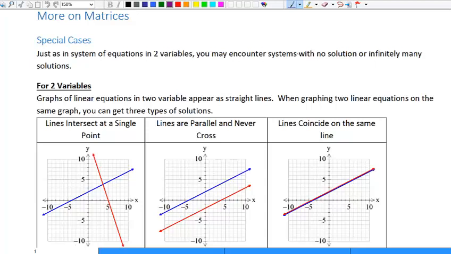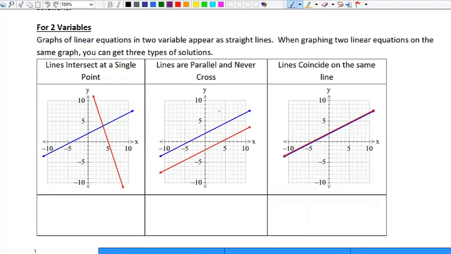Today our lesson is titled More on Matrices. So in our last lesson we learned how to solve systems of equations in three variables using matrices. But just as in systems of equations in two variables, you may encounter systems with no solution or infinitely many solutions. So let's review some of those special cases.